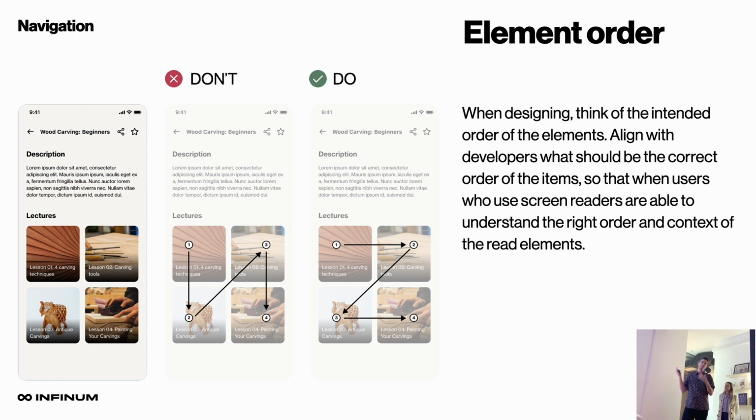Next thing, which definitely makes sense, is element order. It's important for designers and for developers to arrange all the content in an order that makes sense. That way, for everybody, including people who are using screen readers or voiceover tools, they can use the app and navigate the product in a way that you defined it, that makes sense.